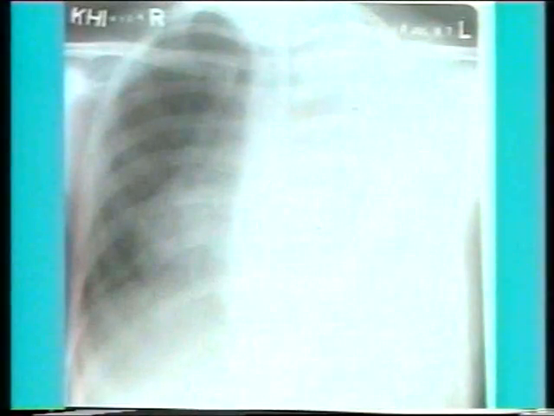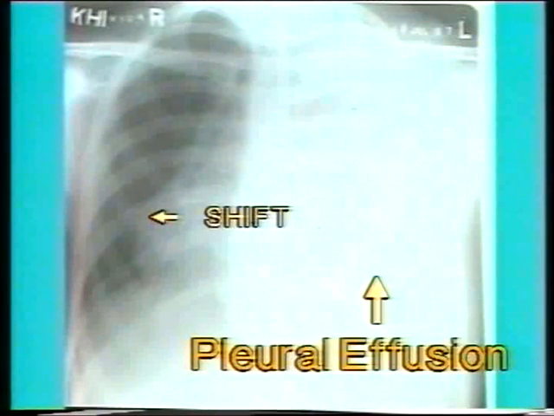This X-ray shows a massive effusion on the left side. The concave upper border is not seen as the fluid is completely filling the left chest. Note the tremendous shift of mediastinum that the fluid has caused, pushing the heart to the right side. This is a typical massive pleural effusion.